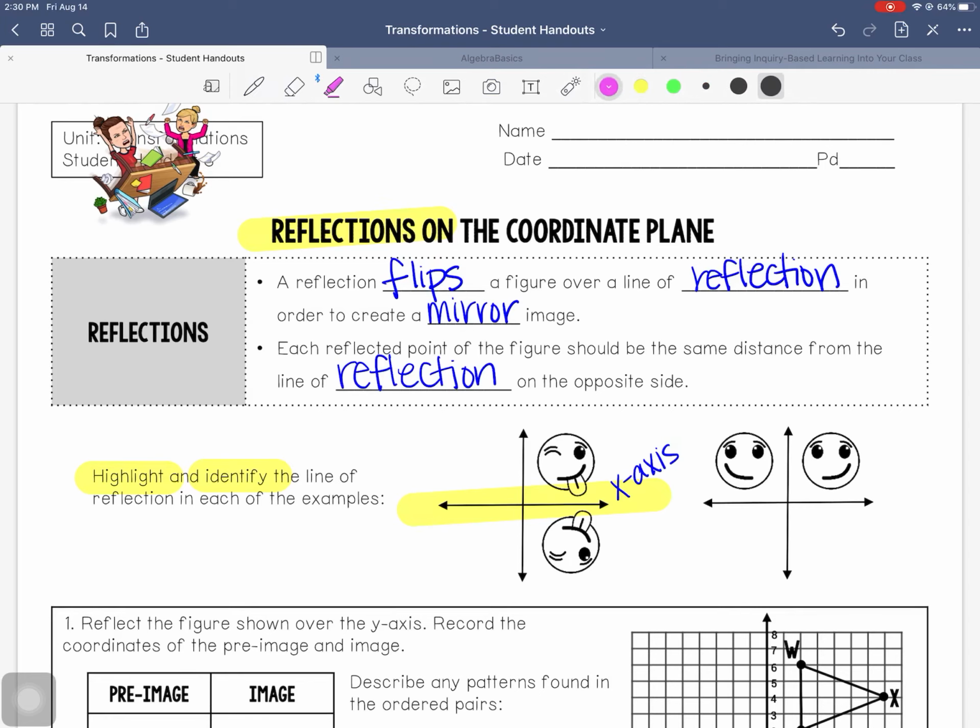All right. Miss Davis is switching colors. Got it. Our next emoji looks like it has flipped over the y-axis. So it looks like we have a vertical line of reflection across the pink y-axis. Let's write horizontal. Very good. Good vocab words. Vertical.